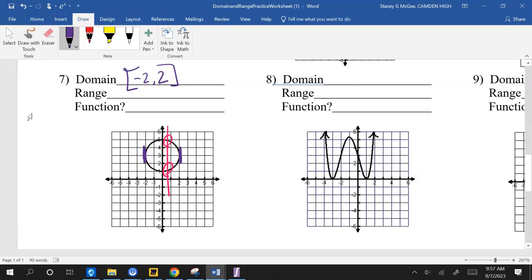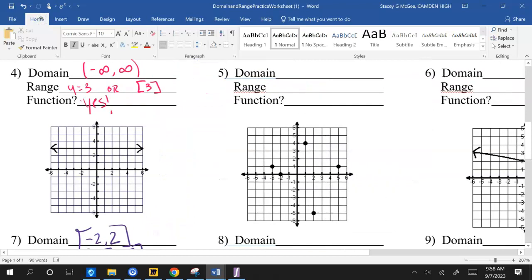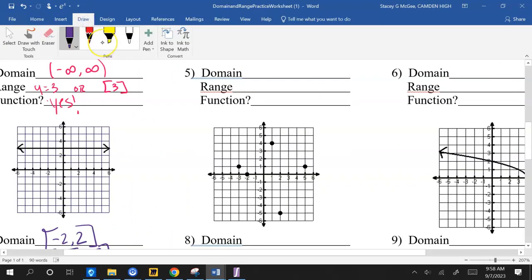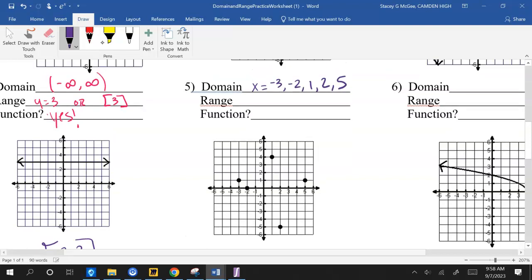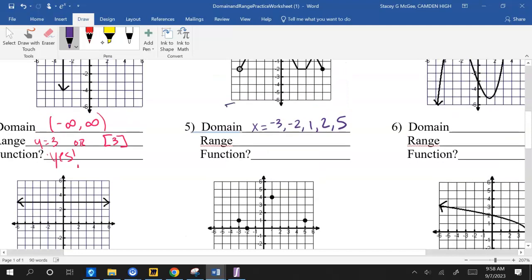How about the range? Five. So, yeah, you could, again, do this 2 different ways. This is what we call a discrete graph. Discrete means there are just points on there. It's not a smooth connected graph. So for the domain, I am just going to list out the individual x points. So negative 3, negative 2, 1, 2, and 5. You could also do this in interval notation if you wanted, and that would look this way.